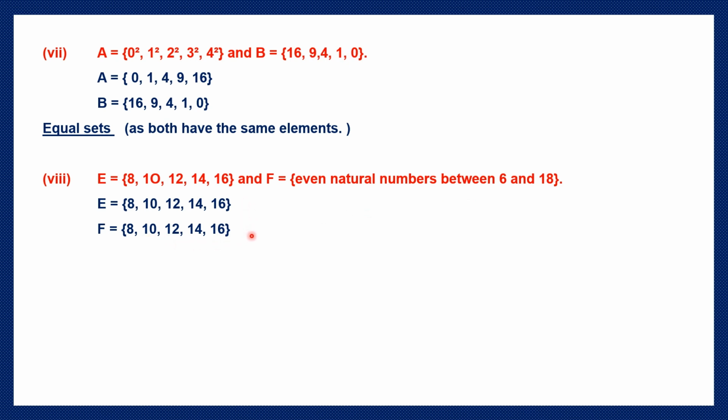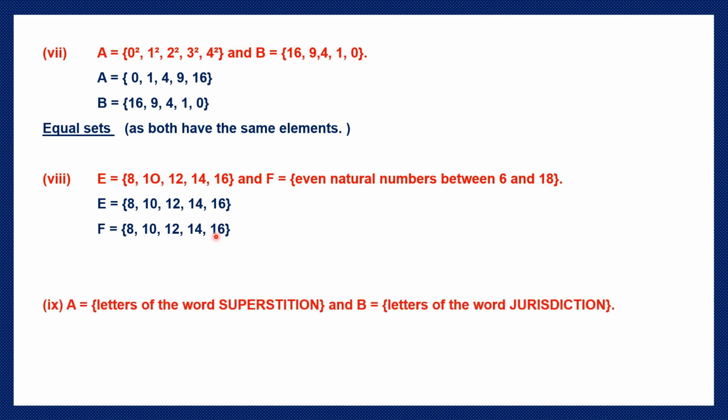What do you notice here? The elements are the same. So when the elements are the same, we call them equal sets. They're called equal sets as both have the same elements.